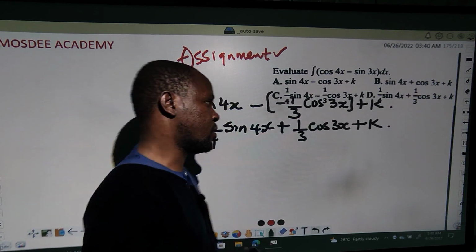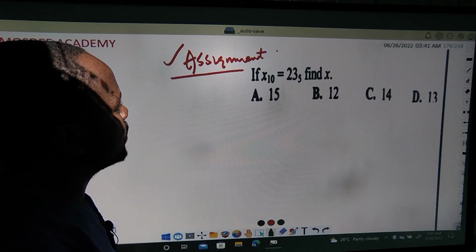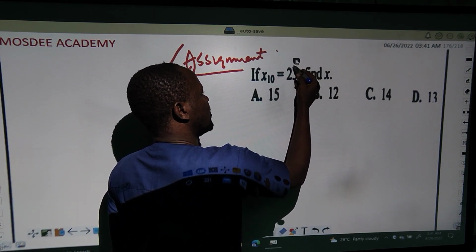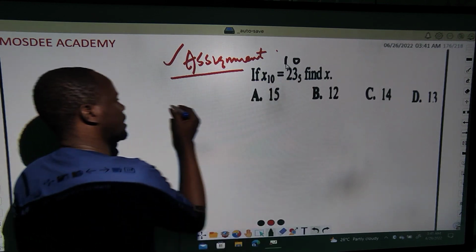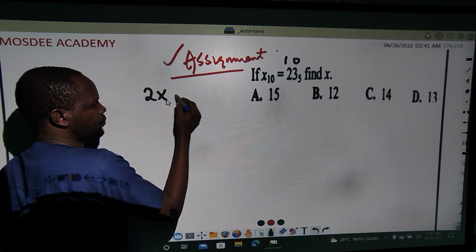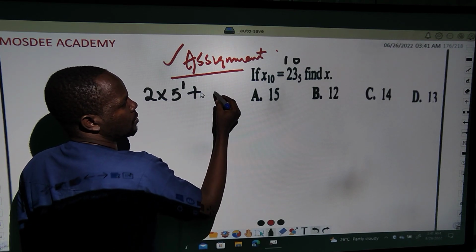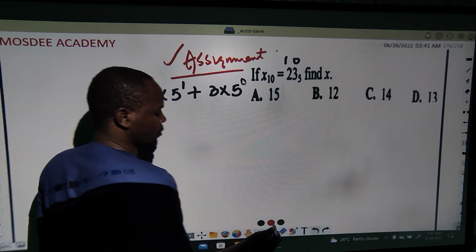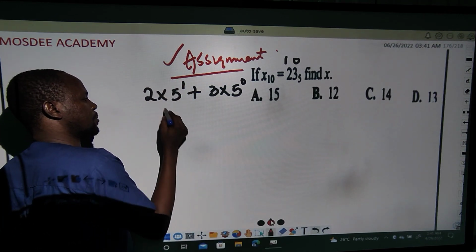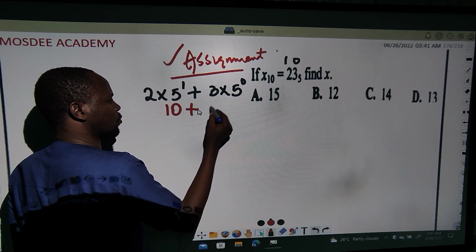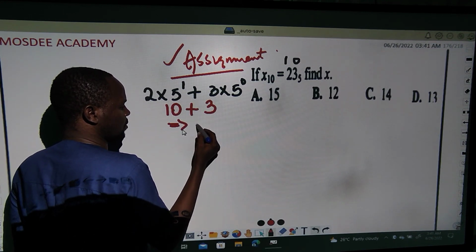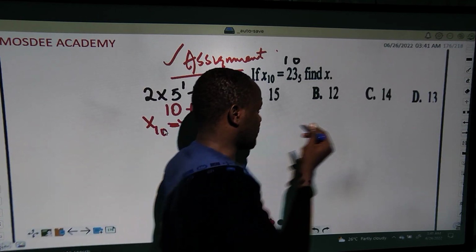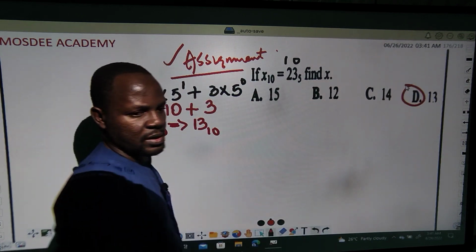Admin, please, the next question. Now, this is a straightforward question because this is in base 10. Just convert this to base 10 by putting the powers 0 and 1. So directly we can say 2 times 5 raised to power 1 plus 3 times 5 raised to power 0. Everybody knows anything raised to power 0 is 1. 5 times 2 is 10, plus 3 times 1 is 3. And this gives you 13 in base 10, which is also equivalent to x in the given base. So I think the option is D, admin, right?